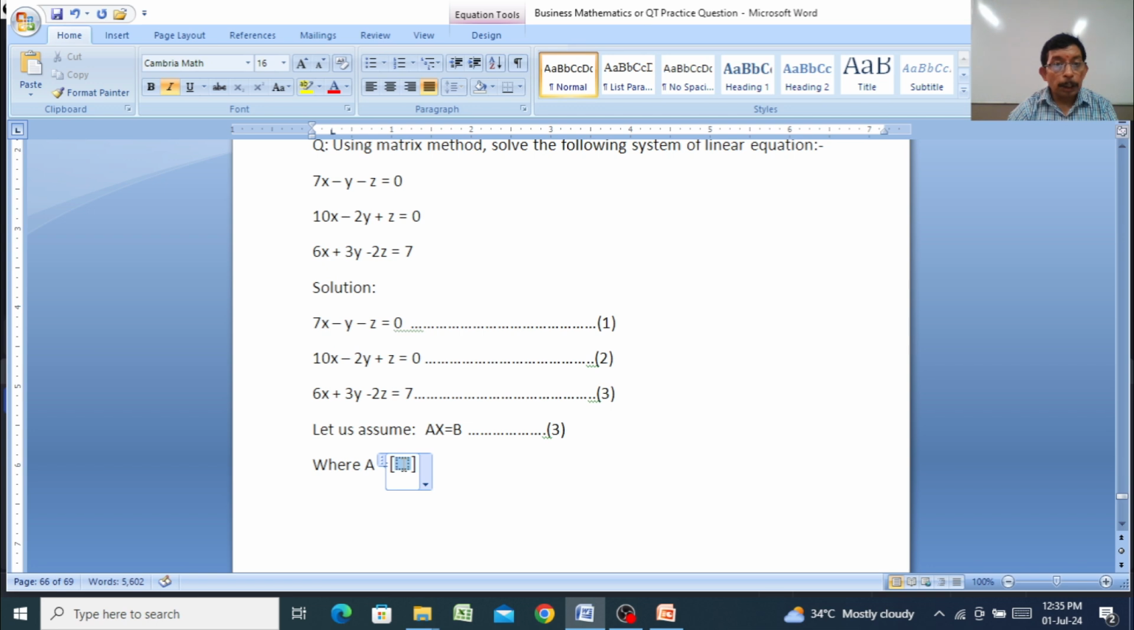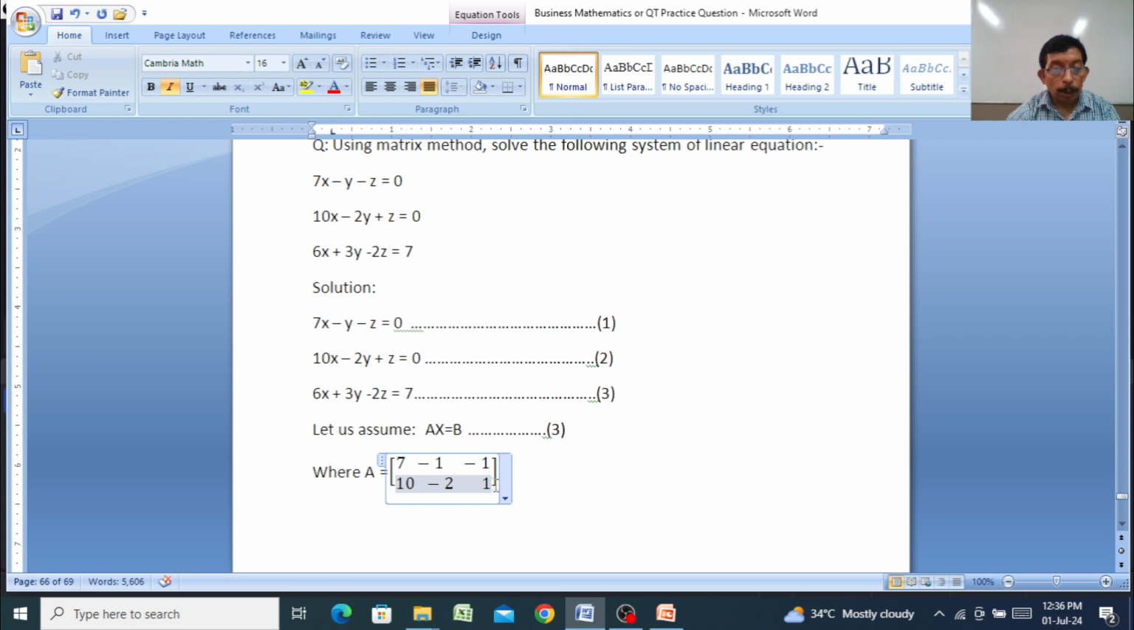In the first equation, the coefficient of x is 7, note down 7. The coefficient of y is -1, note down -1. The coefficient of z is also -1, note down -1. The first equation's coefficients are written in the first row. Now the second equation: the coefficient of x is 10, note down 10. The coefficient of y is -2, note down -2. The coefficient of z is 1, note down 1. The second equation's coefficients are written in the second row.